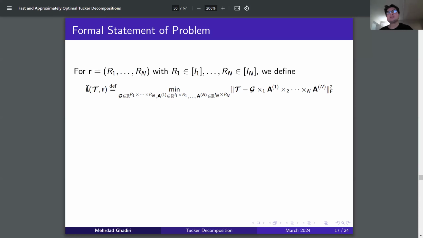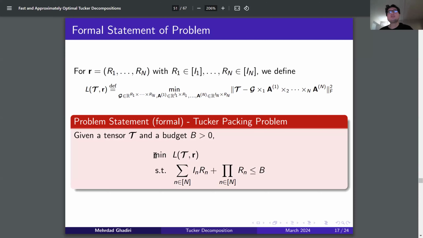And then my problem, which we call the Tucker packing problem, would be this. I'm trying to minimize the loss subject to the number of parameters being less than a budget. This part is the size of the core tensor, the number of parameters in the core tensor, which is the product of the R_i's. And this is the total size of the factor matrices. So factor matrix n would have I_n by R_n size. Okay. And I want this to be less than a budget.